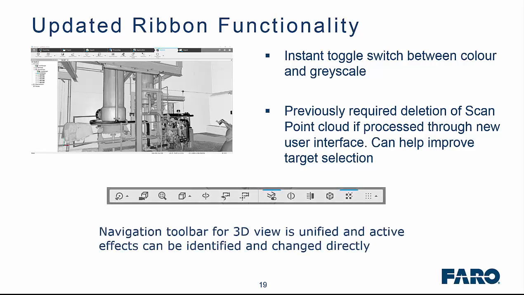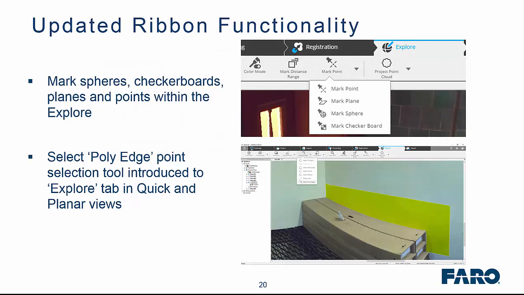So on that toolbar now, we've unified it and given you all the features that you need in order to toggle it on and off, amongst a few others. From a ribbon perspective, we've now given the ability to mark spheres, checkerboards, planes and points under the Explore tab, and we also can use the poly edge point. So if we've selected an area of a wall there, what the system will do is recognise when we've got a change in direction, and it will give us a nice smooth plane based on that area.